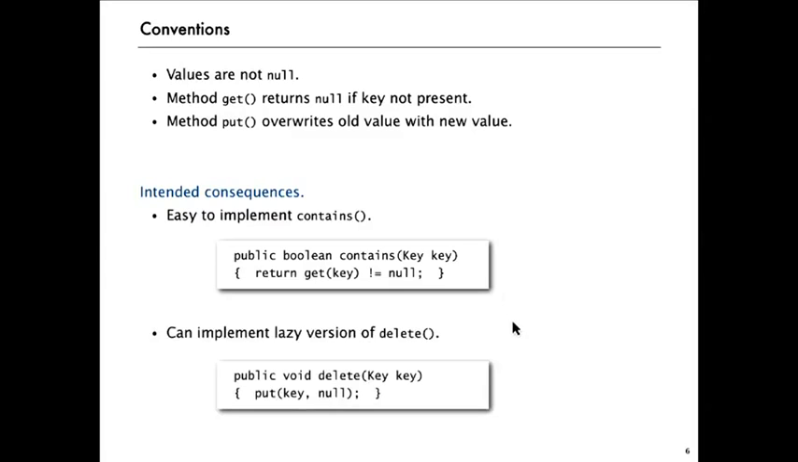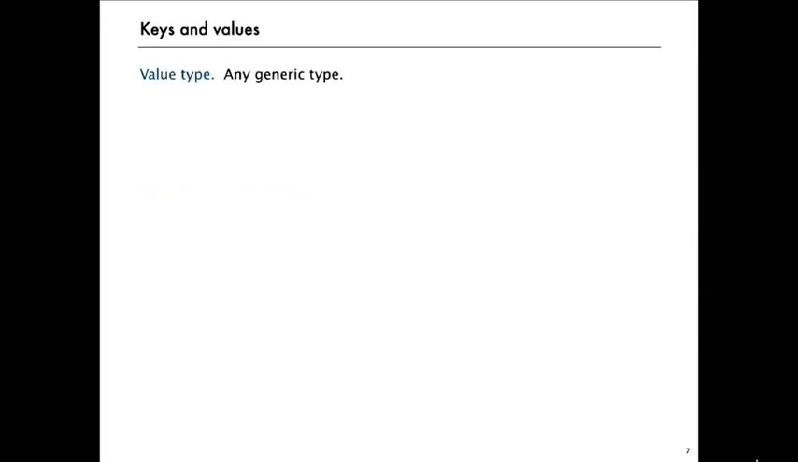And the other thing that we can do is use null in some situations or temporary situations to implement a lazy version of the delete operation. We can associate the key with null internally, and then the client won't know the difference whether that's in there or not. And some algorithms take advantage of the ability to use null in this way. These are just conventions and somewhat details, but it's important to point them out up front.